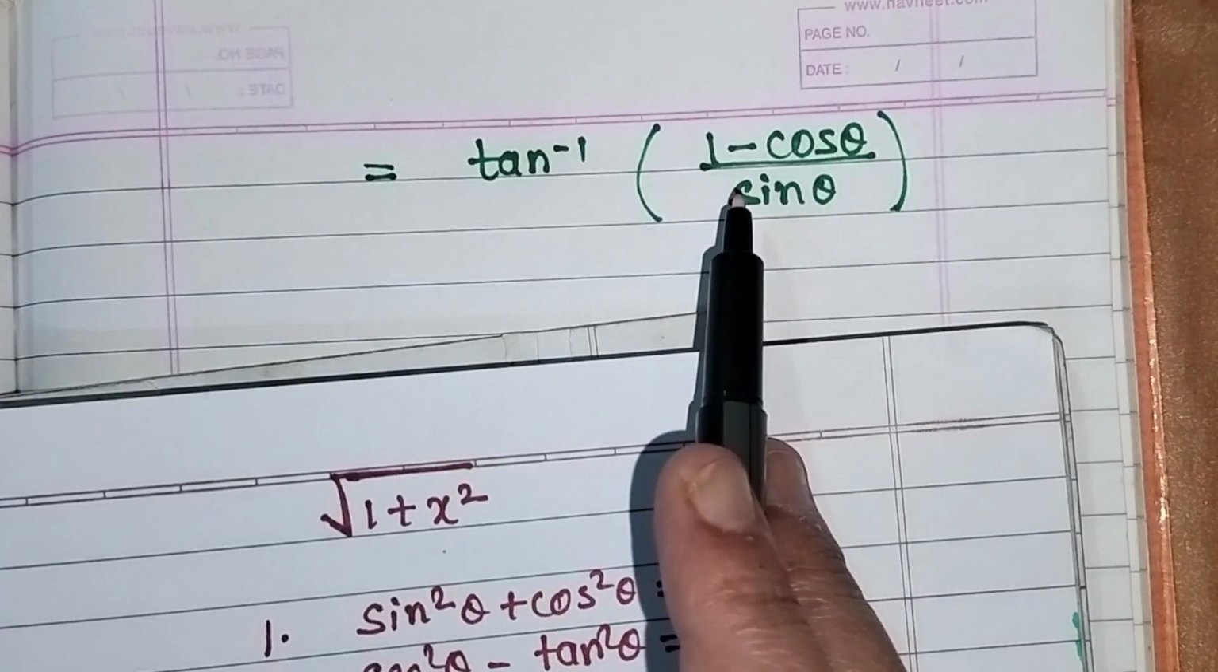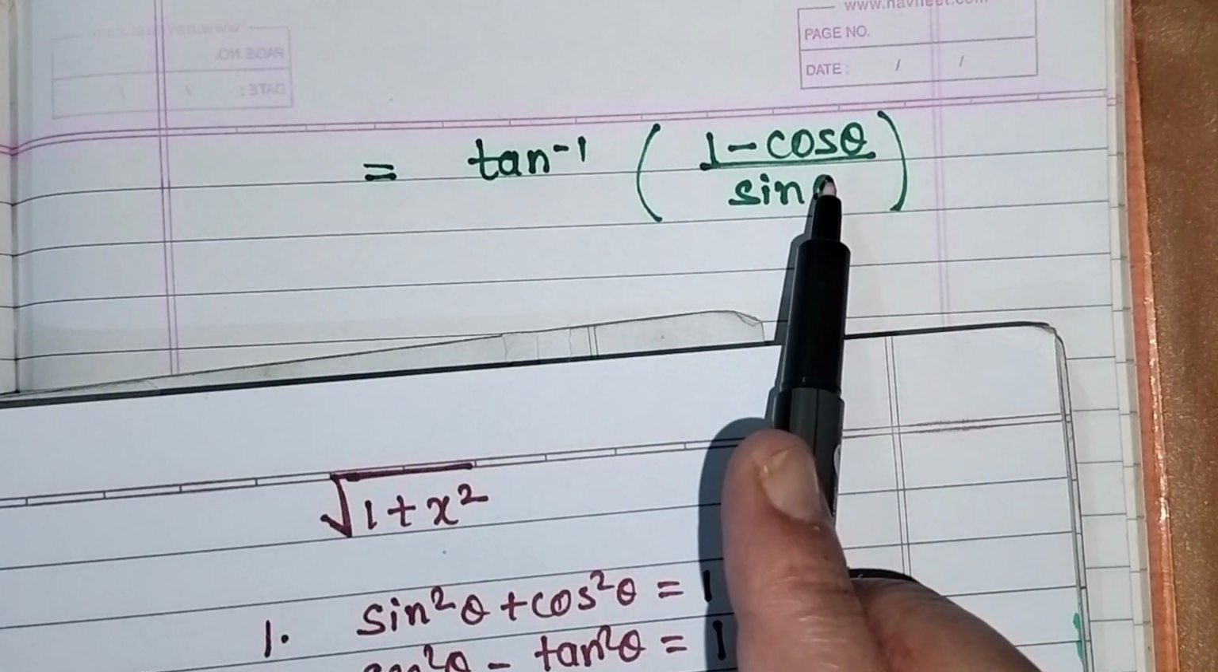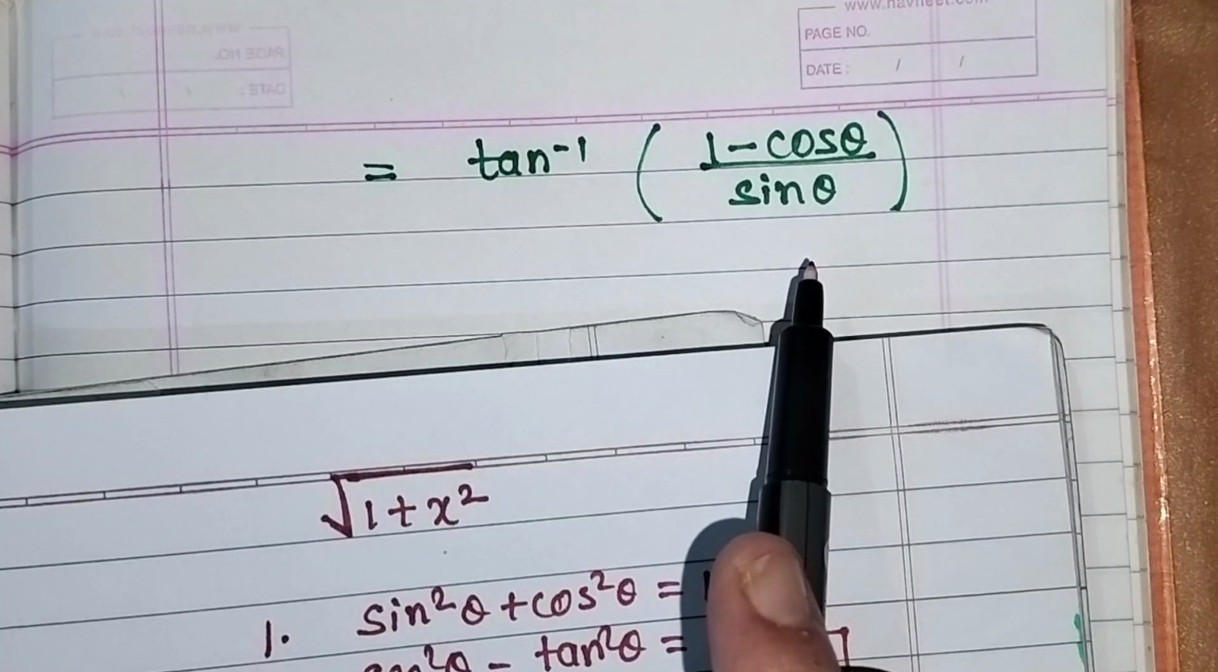Now what do we have to do? We are going to convert this 1 into sin and cos. This cos again we have to apply the formula. For sin also, again we have to apply the formula. Okay.